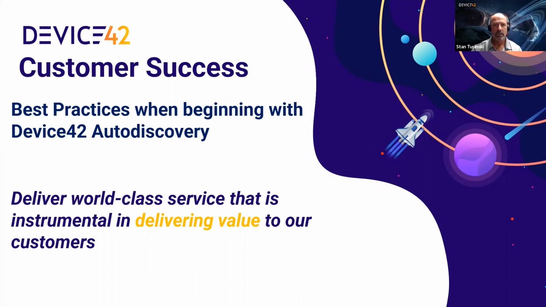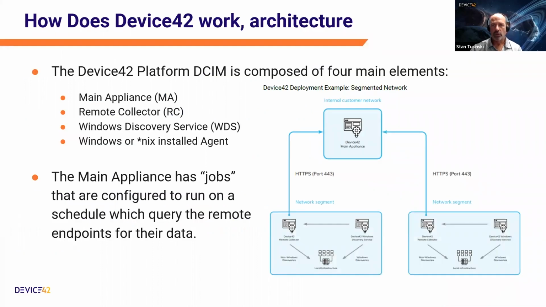All right. So how does Device42 work? I want to review the architecture in case you're not familiar with it. The Device42 platform is composed of four main elements. There's the main appliance, the remote collector, the Windows Discovery Service, and the Windows or the NIX installed agent.